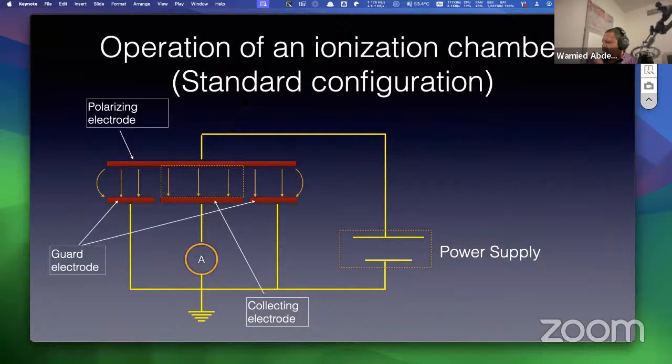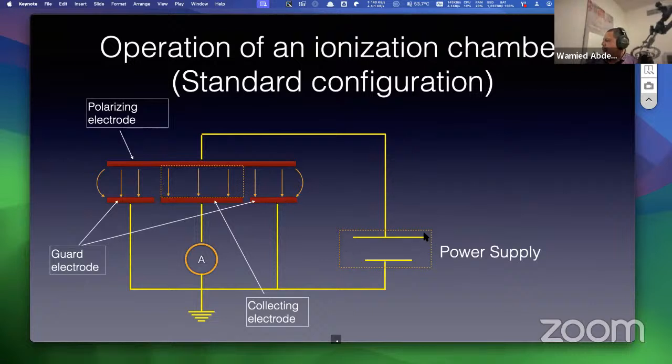This is the configuration of how an ionization chamber is connected in a standard configuration. The chamber will have three electrodes. We will have a polarizing electrode, a collecting electrode, and guard electrodes, sometimes called guard rings in parallel plate ionization chambers.